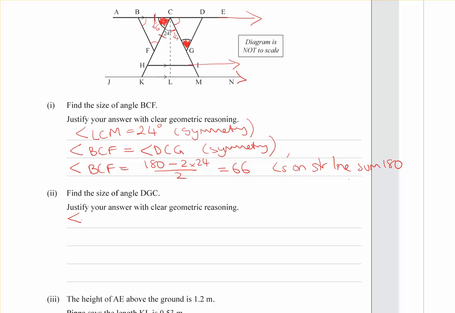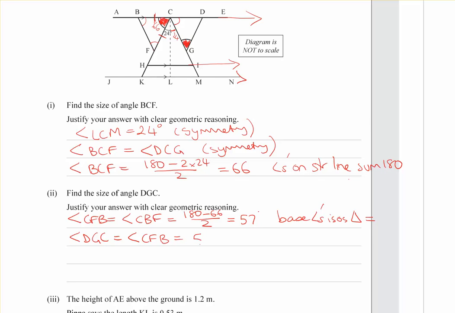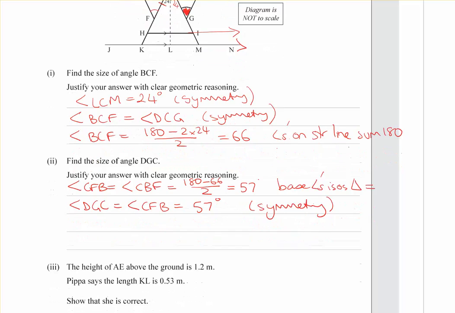So angle CFB will equal angle CBF, which would equal 180 minus 66 divided by 2, which is 57 degrees, and that's base angles in an isosceles triangle are equal. Therefore angle DGC that we're asked to find is the same as angle CFB, which is 57 degrees, and that's because of symmetry. Right, we've done that one too.